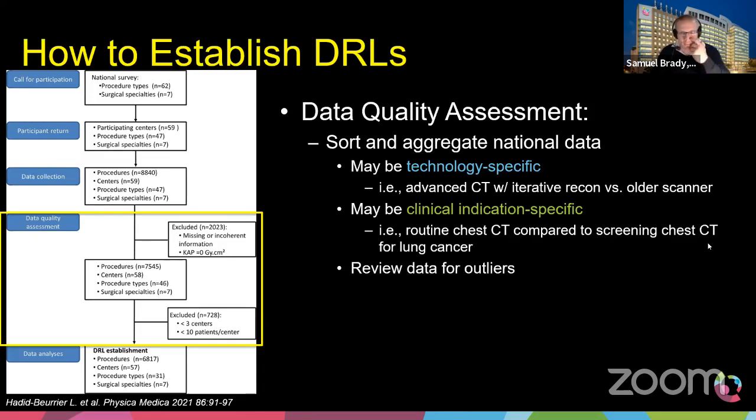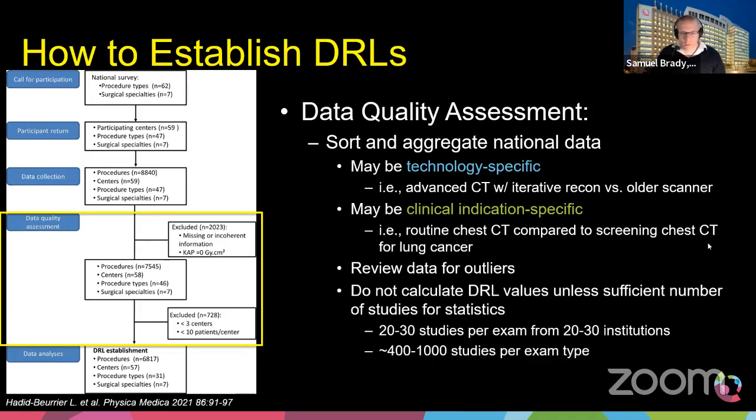And we need to do statistical review. We need to look for the outlier data, make sure there's no one institution, no one protocol that's really skewing the data. And then we need to apply the calculation of at least 20 to 30 studies per exam from about 20 to 30 institutions. So when you do the math, that really breaks down to somewhere in the range of 400 to 1,000 studies per exam type per modality. And that is how we can start to calculate DRL.